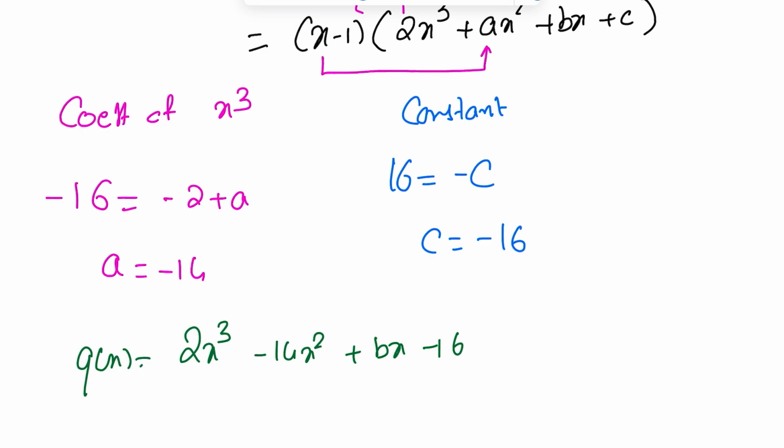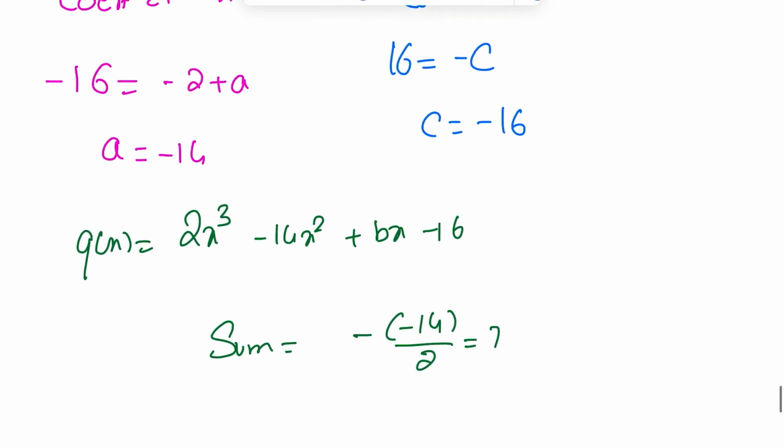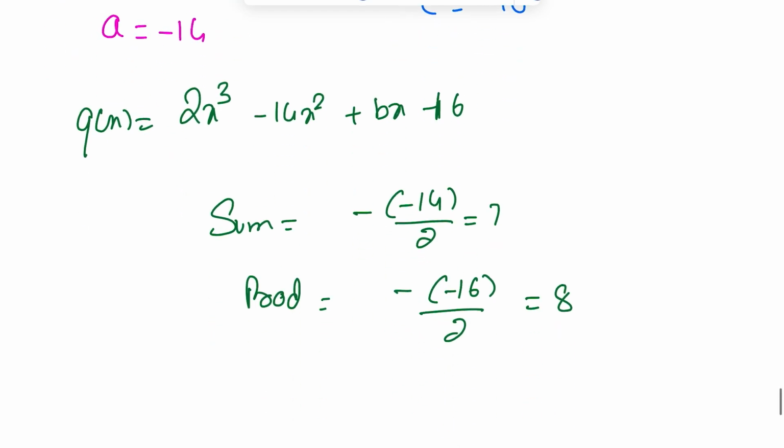q of x. So sum of the roots. Sum of the roots will be minus of minus 14 upon 2, which is 7. Product of the roots. Product of the roots will be, it is an odd number, so minus of minus 16 upon 2, which is 8.